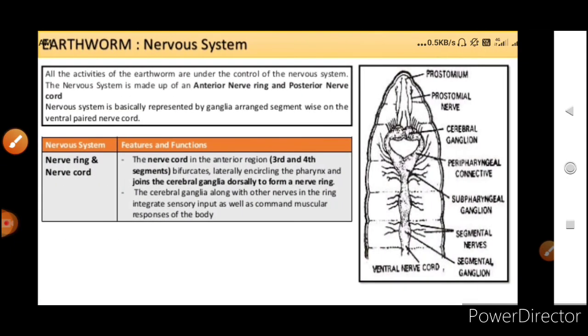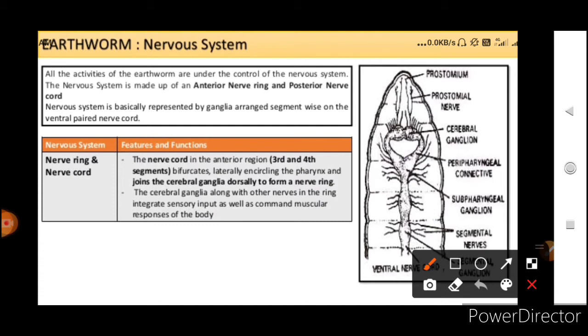Now we come to the nervous system. The nervous system of earthworm is very simple. All the activities of the earthworm are under the control of the nervous system. The nervous system is made of the anterior nerve ring and the posterior nerve cord. It is basically represented by ganglia. Ganglion means a group of neurons. Ganglia are arranged segment-wise on the ventral paired nerve cord. So, nerve ring and nerve cord.